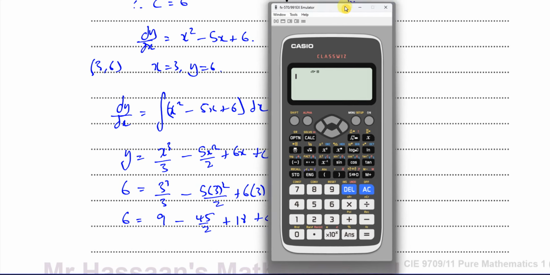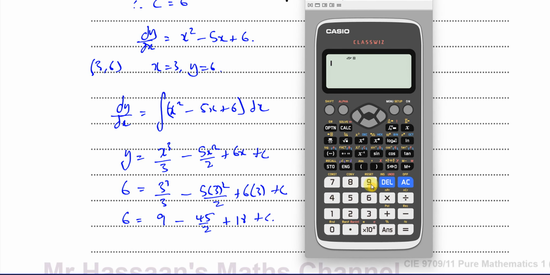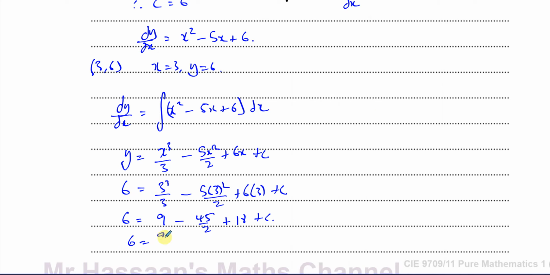Okay, so you're going to have here 9 minus 45 over 2, and we're going to have plus 18. That's 27 minus 45 over 2, which is 9 over 2. So you have 6 equals 9 over 2 plus c. Therefore, c is equal to 6 minus 9 over 2. That's 12 over 2 minus 9 over 2, which is 3 over 2.